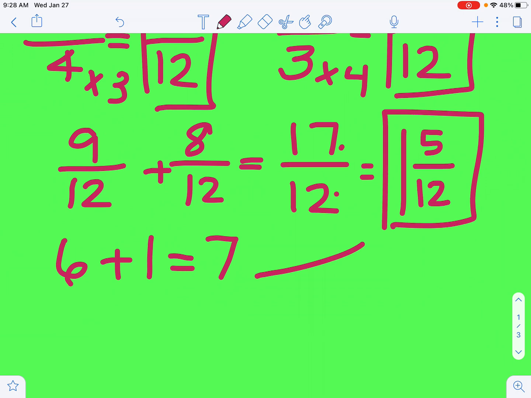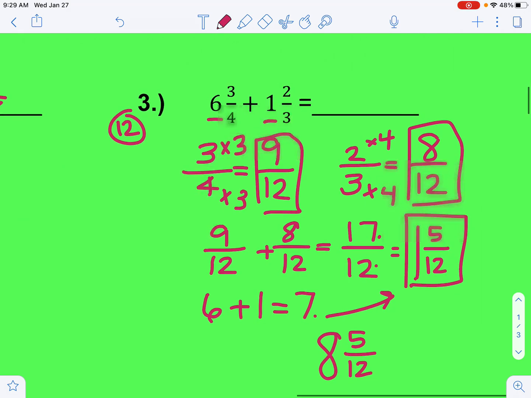So our answer isn't just 1 and 5/12. We need to add that with our 7. So take 7 plus 1, which gives us 8, and then our fraction. And we can't simplify 5 over 12, so 8 and 5 over 12 is our answer.